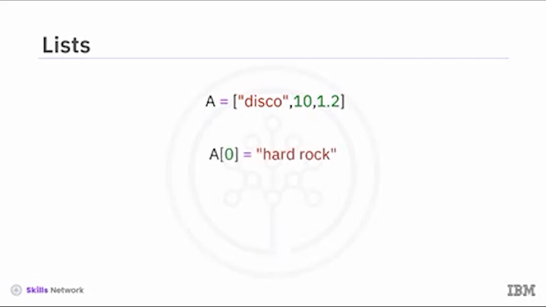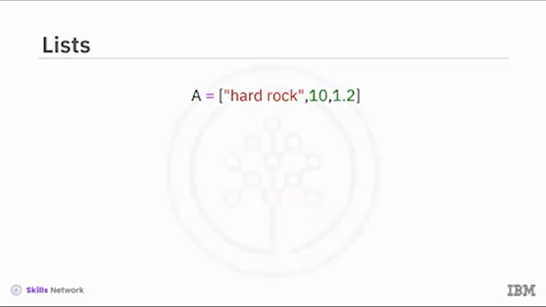For example, we can change the first element as follows. The list now becomes Hard Rock, 10, 1.2. We can delete an element of a list using the del command. We simply indicate the list item we would like to remove as an argument. For example, if we would like to remove the first element, the result becomes 10, 1.2.